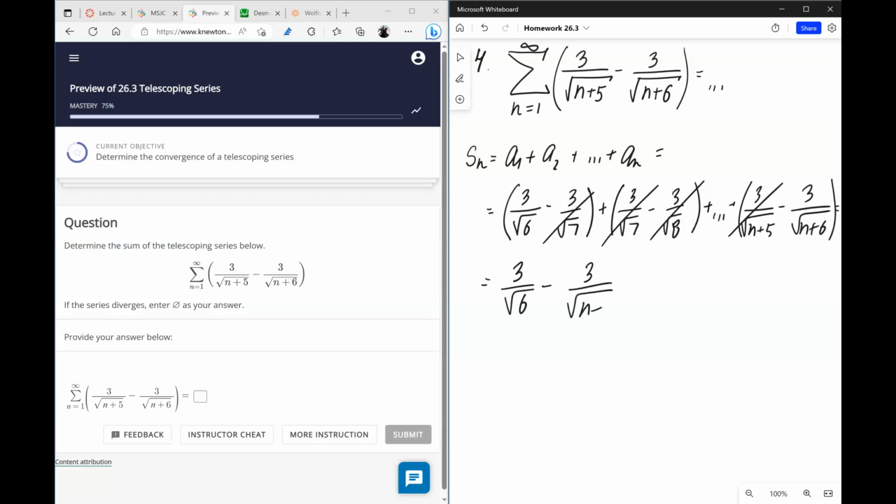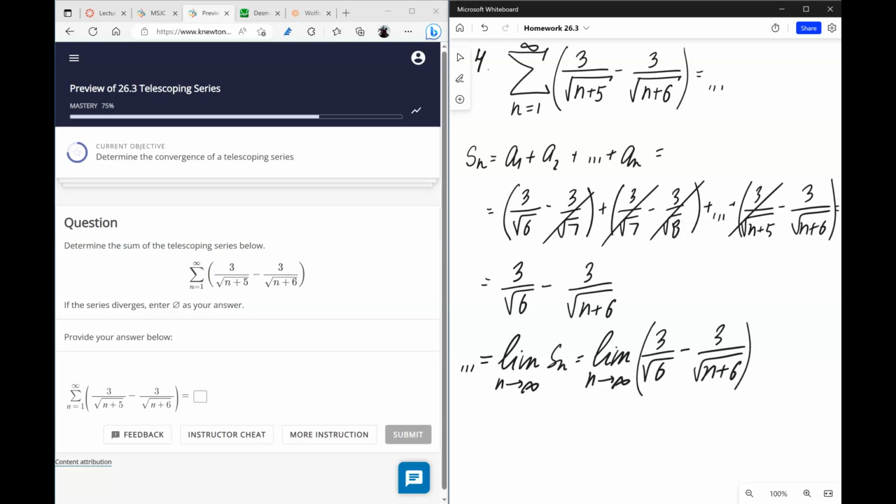So this is the nth partial sum. Now we can find the limit of this series by finding the limit of the sequence of partial sums. This goes to 0, and the answer is 3 over square root of 6.